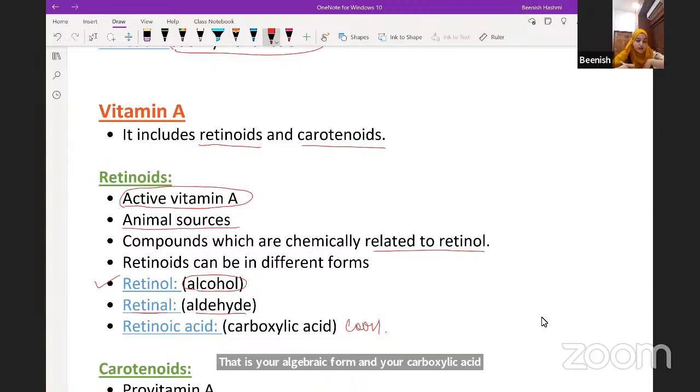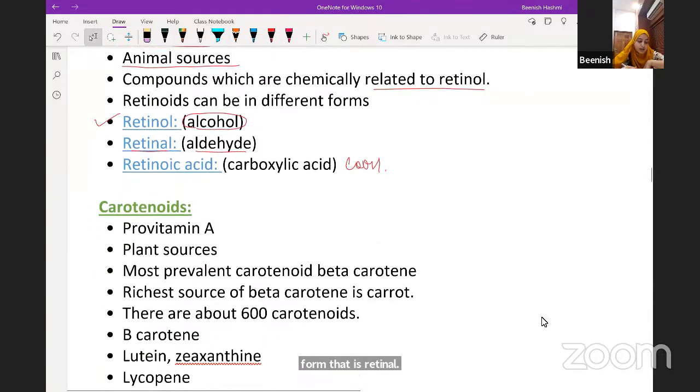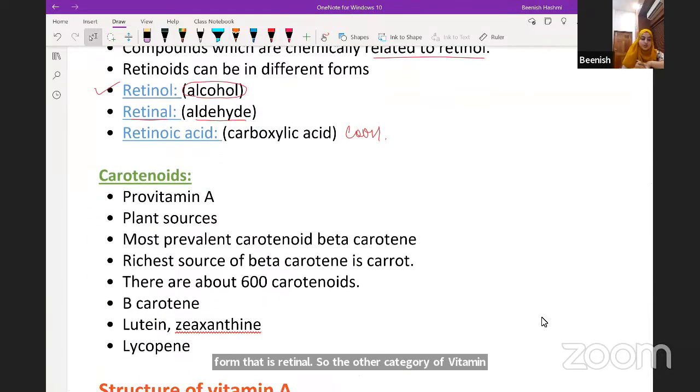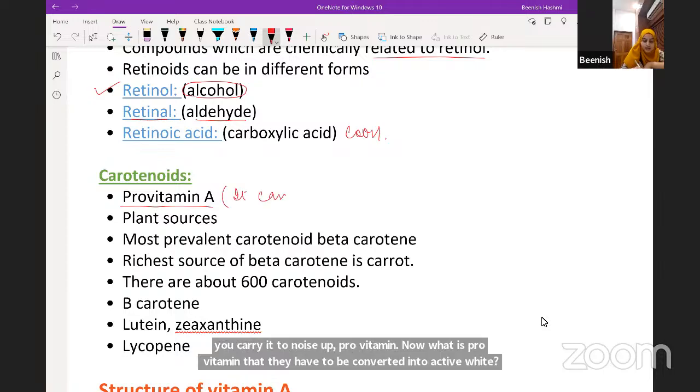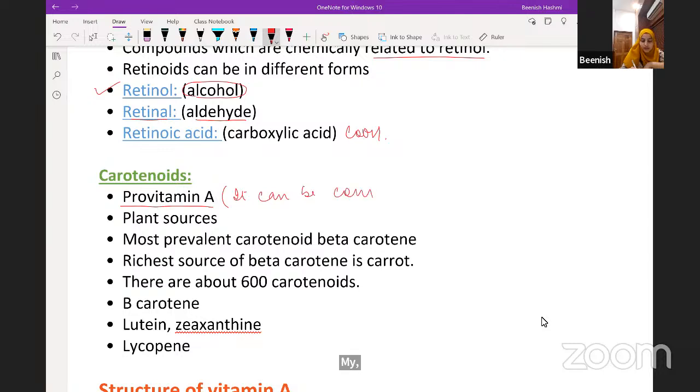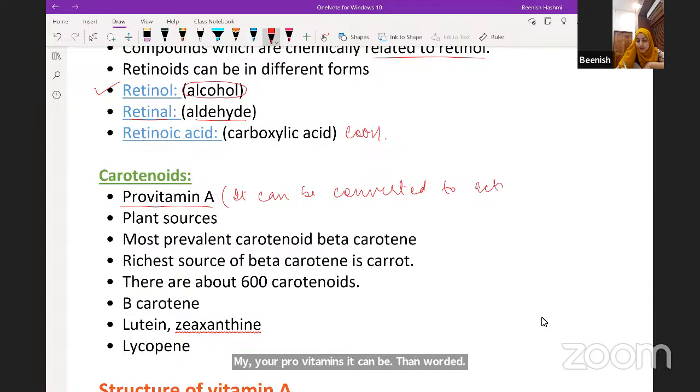Now the other category of vitamin A is your carotenoids. Now your carotenoids are provitamins. Now what is a provitamin? That they have to be converted into active vitamin A. So your provitamins can be converted to active vitamin A. Okay. Now, your carotenoids are derived from plant sources.